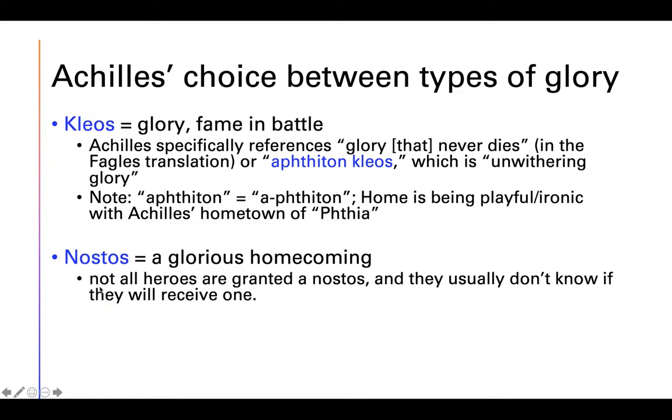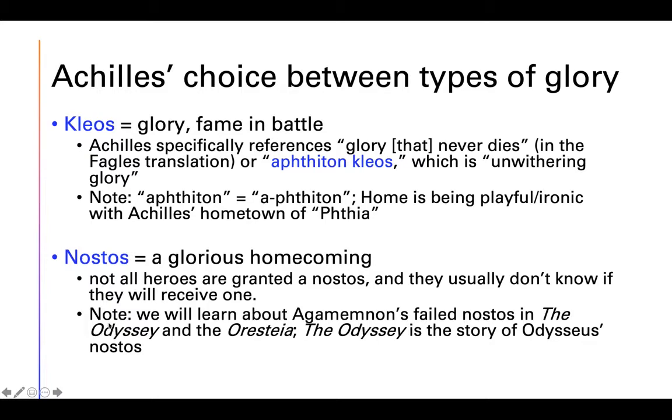So anyway, one thing to note is that not all Greek heroes are granted a Nostos, like a glorious homecoming. They usually don't know if they're going to receive one either. We'll learn more about various Nostoses in the Odyssey. So Agamemnon has a failed one. Agamemnon is able to have glory in the Trojan War, but when he tries to go home, he does not have a great time of it. We learn about his fate in the Oresteia. We'll learn about Odysseus' journey home and how hard it was for him in the Odyssey.